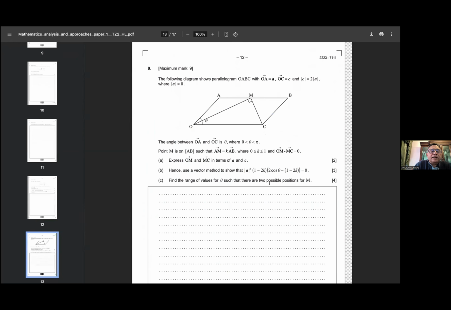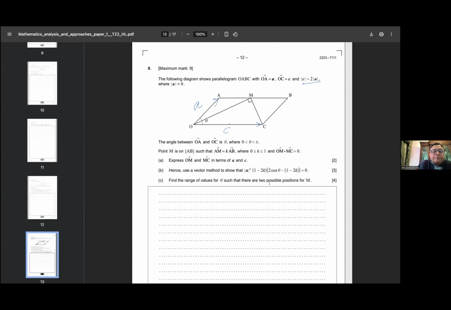It says question number 9. The following diagram shows parallelogram OABC with OA equals a. So this is vector a. OC is c. And the magnitude of c is 2 times the magnitude of a. So this is twice magnitude wise. a is not equal to 0. The angle between OA and OC is theta, where theta is between 0 and pi. It could be anything, 0 to pi.